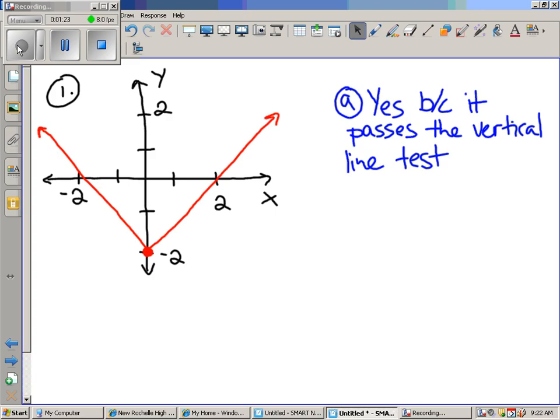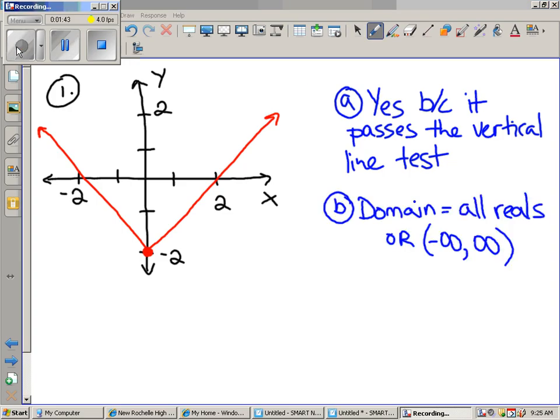Let's illustrate the vertical line test real quickly so that everybody understands what it is that we're talking about. The vertical line test says the following. Take a vertical line, could be a pencil, could be your hands, and sweep it through. If it only touches the graph once at each point in time, it's a function. And in this particular case, that's what took place.